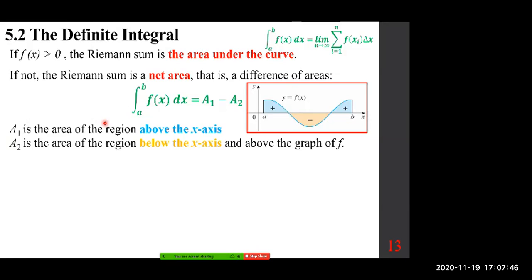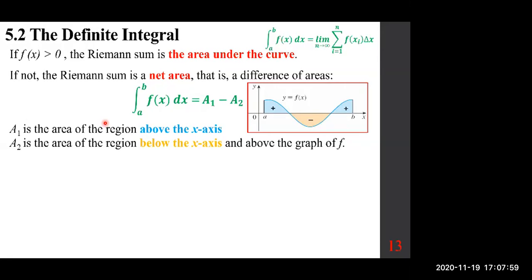The next thing is just understanding the definite integral as the difference of areas. If the function is positive, it represents the area under the curve. If it's not, it's the difference of areas. The area above is considered positive and below is considered negative. If you want the area, you have to go with an absolute value. I want you to know that. So the Riemann sum is the net area.